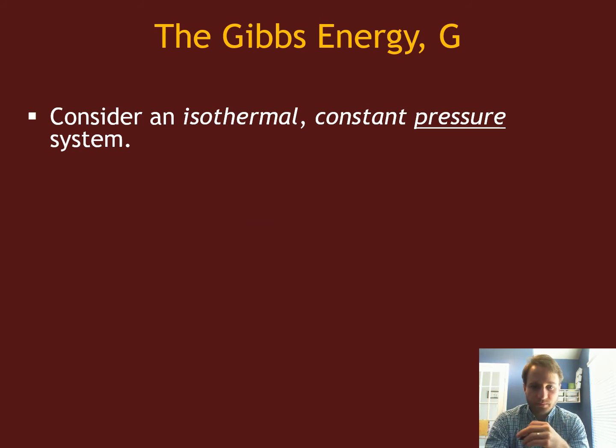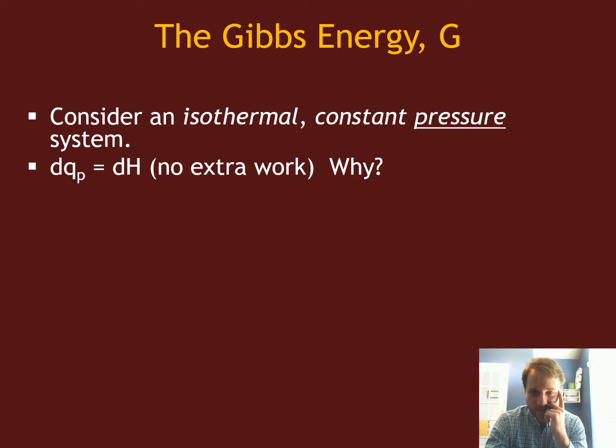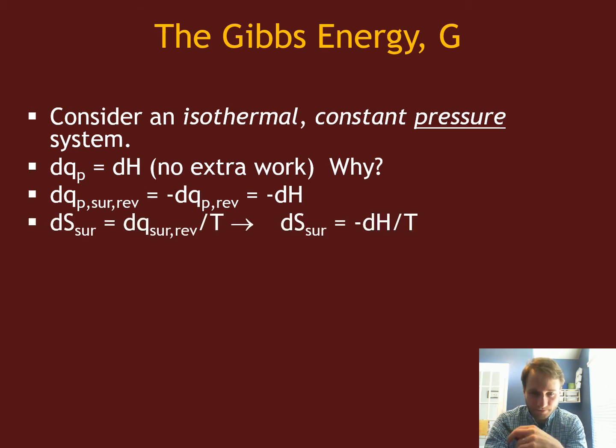All right, let's consider an isothermal constant pressure system. For an isothermal constant pressure system, dq equals dH, so no extra work. Again, we show that, assuming mechanical equilibrium, that is true. So dq of the surroundings is then just minus dH of the system.